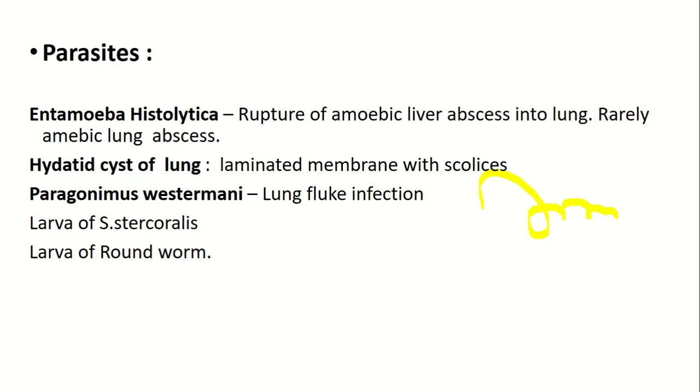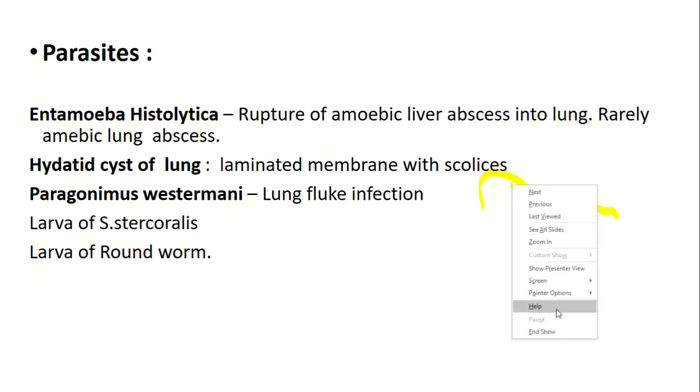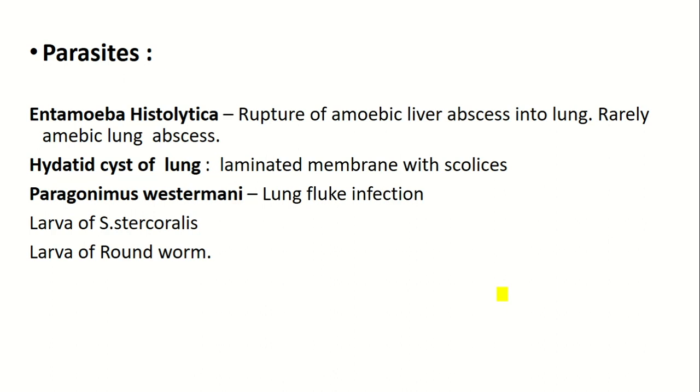Now parasites. Entamoeba histolytica: sometimes whenever there is a rupture of an amoebic liver abscess into the lung, you will find such things. Hydatid cyst of the lung. Sometimes you will find Strongyloides and Paragonimus westermani, that is the lung fluke. So these are the parasites you will find microscopically in the sputum.